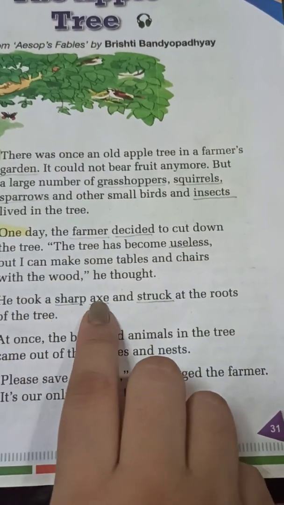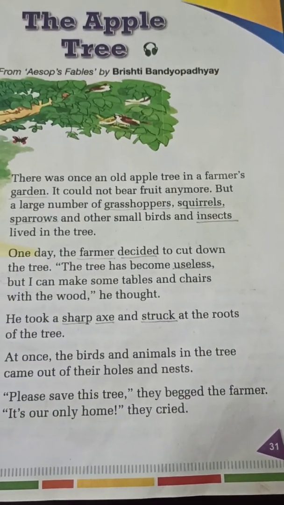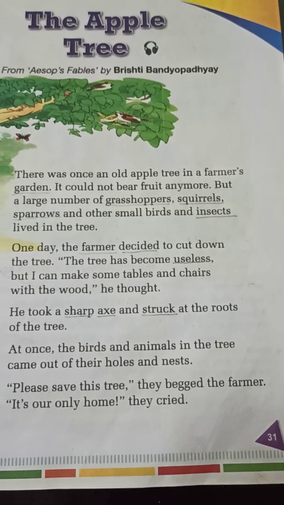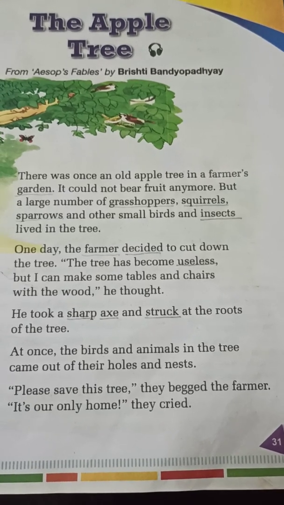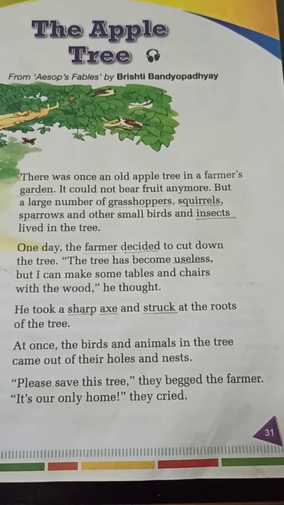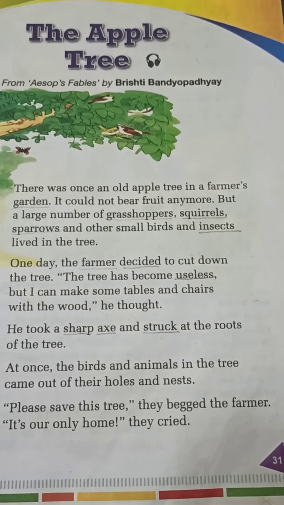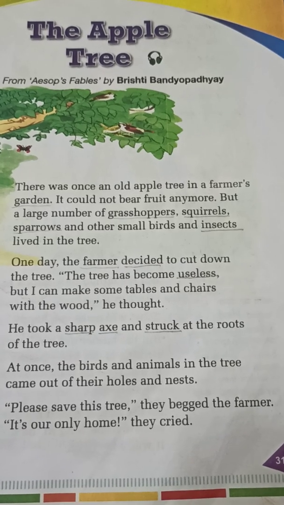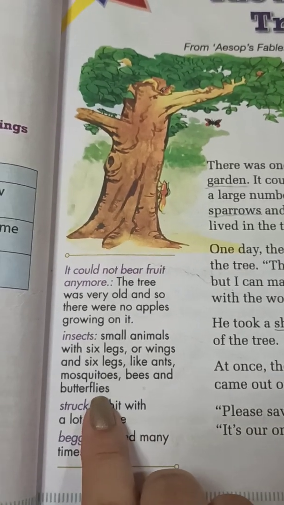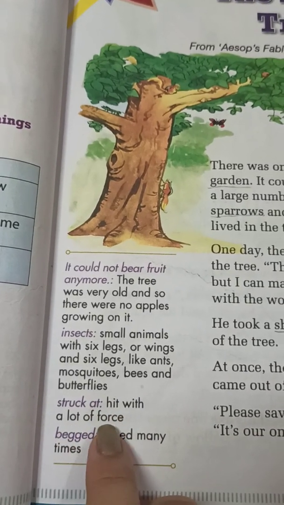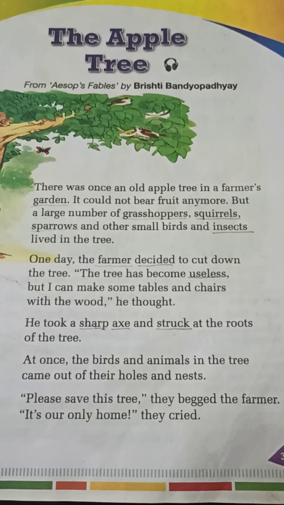He took a sharp axe and struck at the roots of the tree. So what did the farmer do? He took a sharp axe. What do you mean by axe? An axe is a tool used for chopping down wood. So he took a sharp axe and struck at the roots of the tree. What do you mean by struck at? Struck at means hit with a lot of force. So he took a sharp axe and he hit the tree.